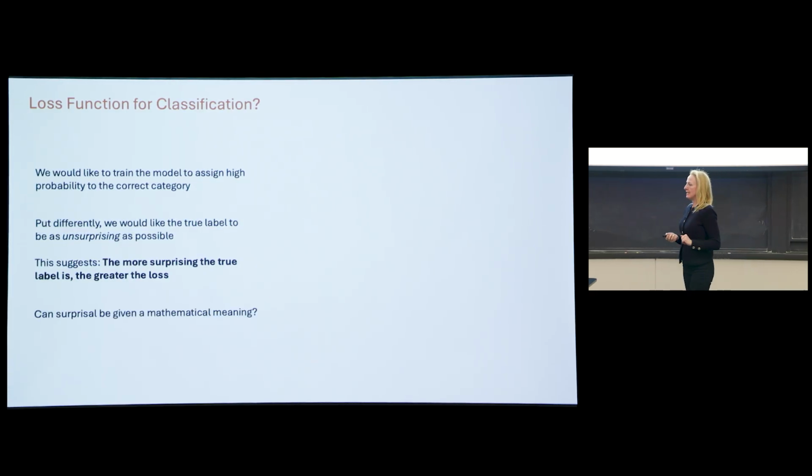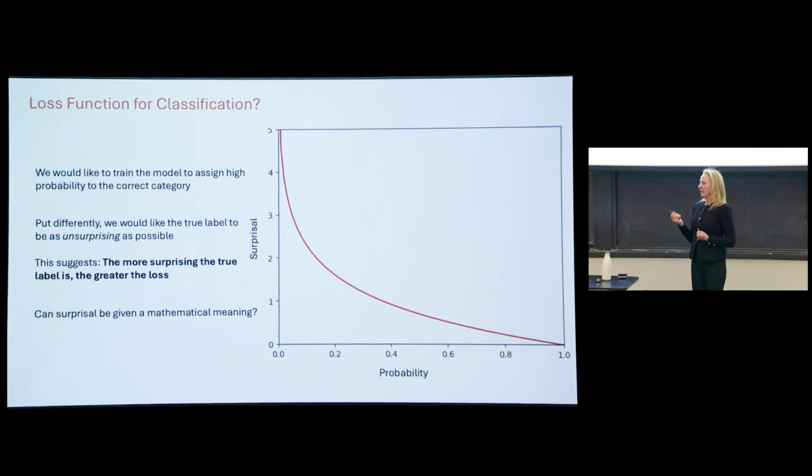So question, can we give any mathematical meaning to the notion of surprise or surprisal? And it turns out the answer is yes. Here is a function that is actually called surprisal. It's a function of a probability assigned to an outcome, in this case the correct outcome.